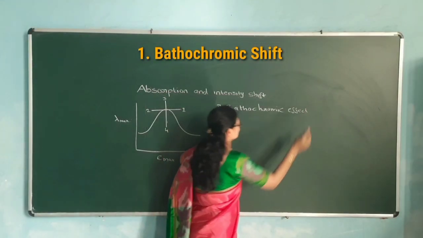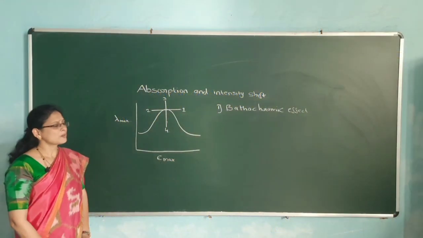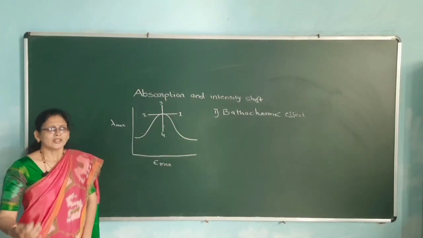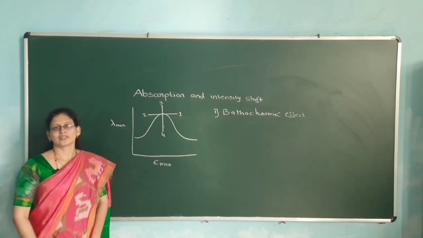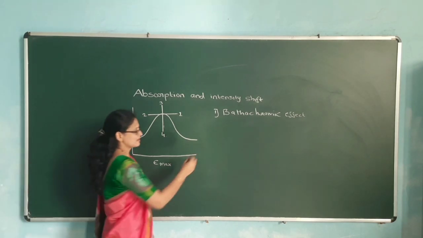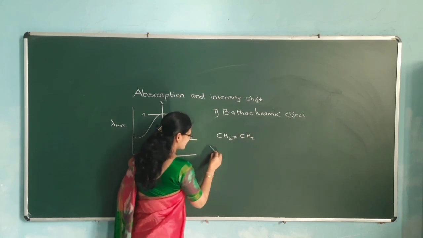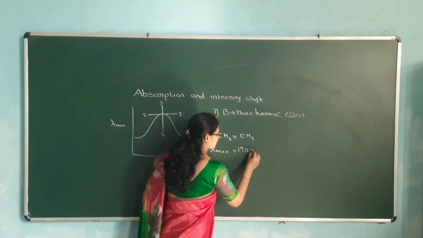It is an effect by virtue of which the absorption maximum is shifted towards longer wavelength due to the presence of an auxochrome or by changing the polarity of the solvent. Here the absorption is shifted towards the longer wavelength, so it is also called red shift. The carbonyl compound which undergoes n to pi star transition is an example for the bathochromic effect, and we can take one more example, that is ethene. The lambda max, that is the absorption maximum, for ethene is 170 nanometer.